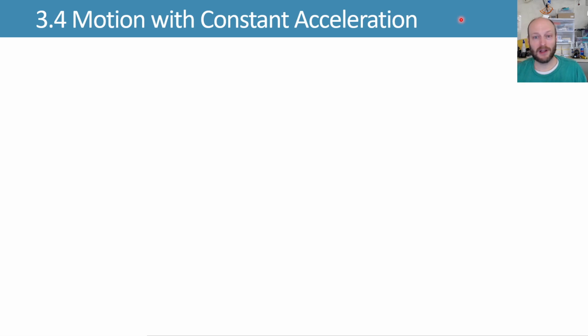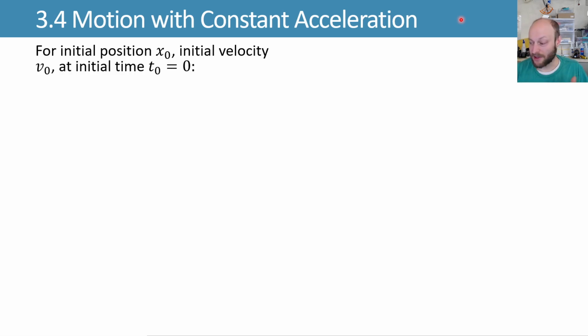So what we can do is start with our relationships in some initial positions. Let's say initial position x naught, initial velocity v naught, initial time t naught. We'll set that time naught to 0. And do some analysis to come up with some relationships, and then as long as we can say that we have constant acceleration, we'll just be able to use them in the future and not have to rederive.